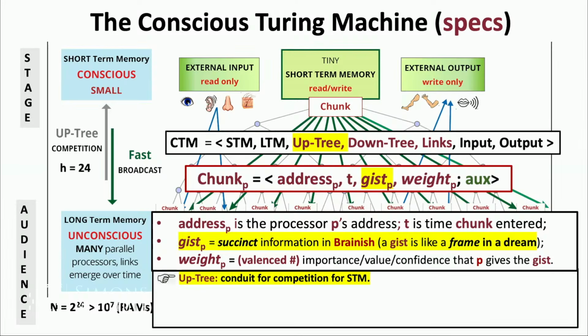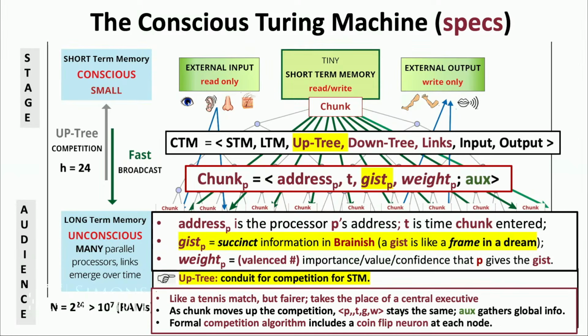So one can think of the gist as like a frame in a dream. So if you're dreaming, you may see a picture, you see some color, some movement. You might have a fear, you might have a nightmare. So all of that, particularly in the frame of a dream. So those sensations all together would be in a Brainish gist. Okay, and the weight is the valence number, it's plus or minus. It's the importance or the value of the confidence that the processor gives its gist.